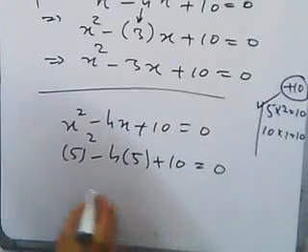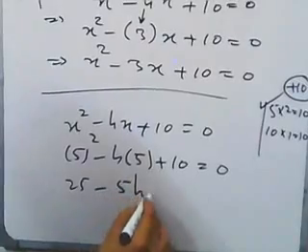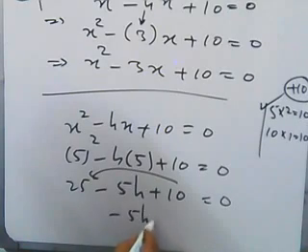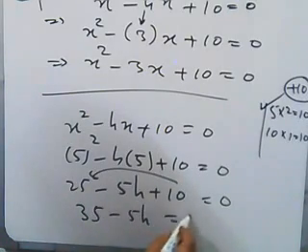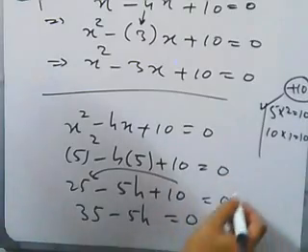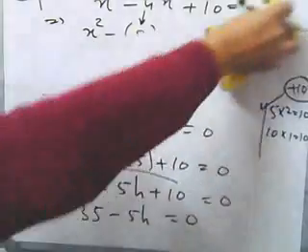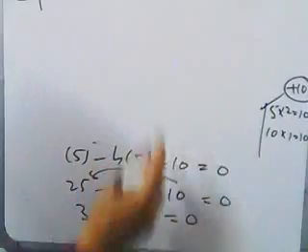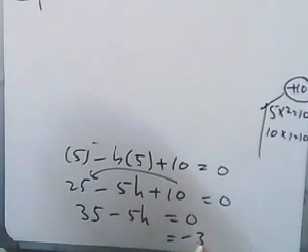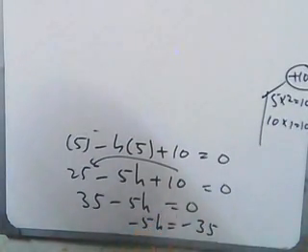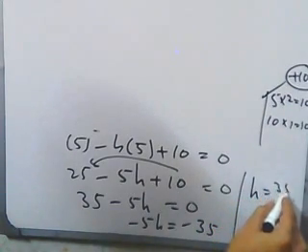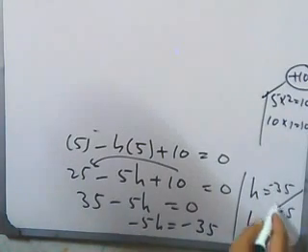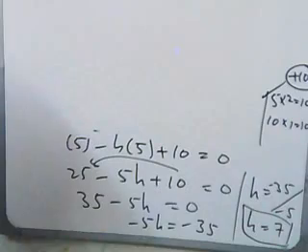So you will get 25 minus 5h plus 10 is equal to 0. So you will get minus 5h and it becomes 35 is equal to 0. So it means the value of h, we have calculated wrong. But it doesn't matter, in algebraic equations we often make little mistakes. So the value of h is 35 divided by minus 5, so you will get the value of h is 7. Minus minus will be cancelled, so the value of h is 7.